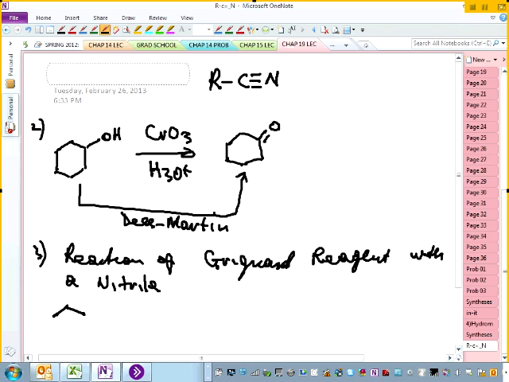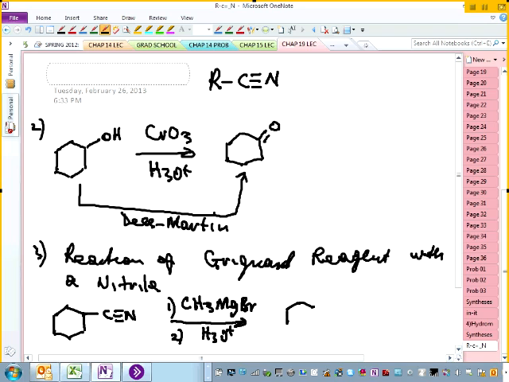Now, if you take a nitrile, react with any Grignard reagent. Okay, we could choose any Grignard reagent. Let's use the methyl magnesium Grignard. And then we follow that always with dilute acid. You get a ketone. For those of you who are interested in the mechanism for this reaction, you come and see me later. A nitrile will react with a Grignard to give you a ketone.